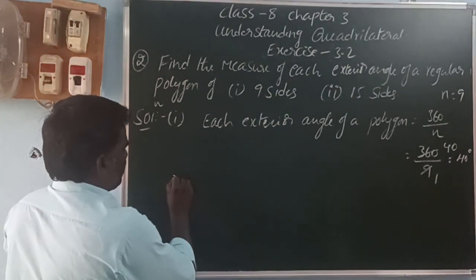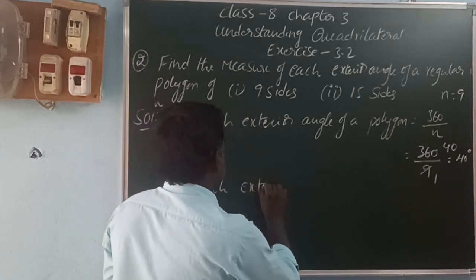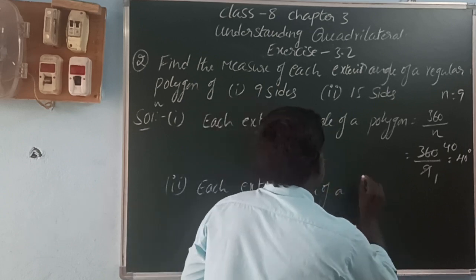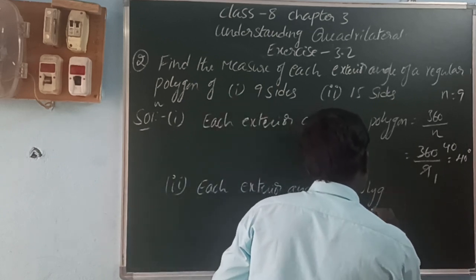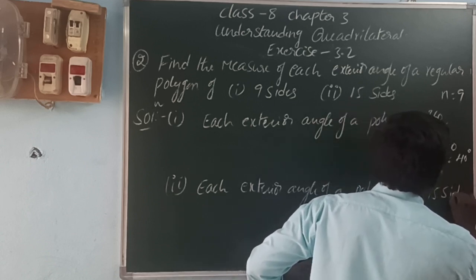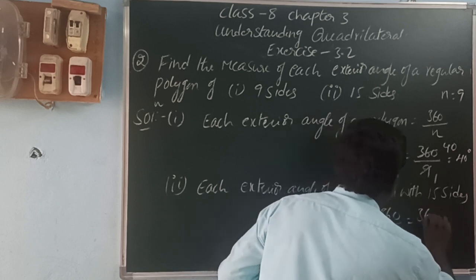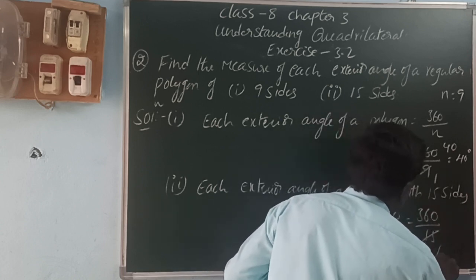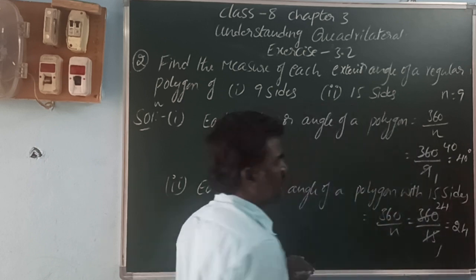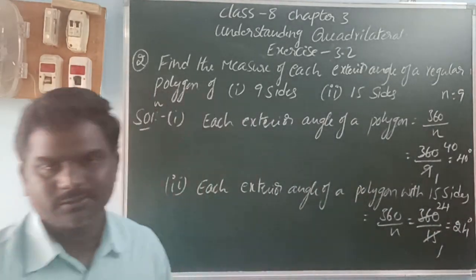So next, the second one: each exterior angle of a polygon with 15 sides is 360 by n. n is how much? 15. 360 by 15. 15 ones are 15, 15 twos are 30, 15 fours are 60. That is equal to how much? 24. So 24 degrees. Each exterior angle is how much? 24 degrees.